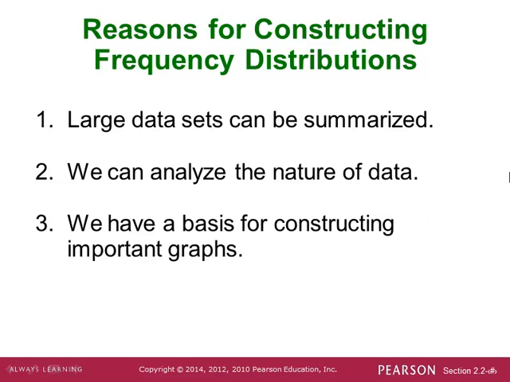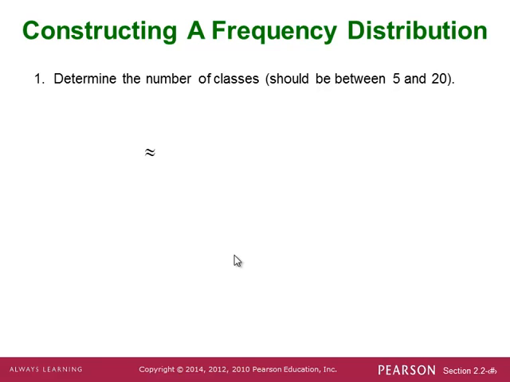We could talk about constructing various charts, like line charts or histograms, for example. So how do we create a frequency distribution? Well, I'll step you through it step by step. So how many classes should you have? Well, typically it's going to be between 5 and 20. I would recommend about 10.